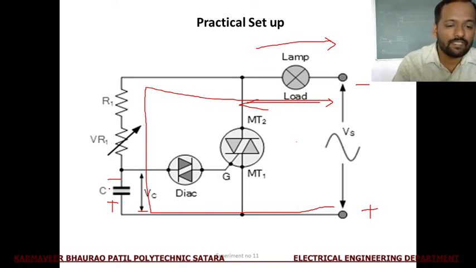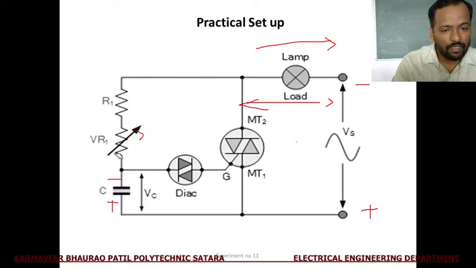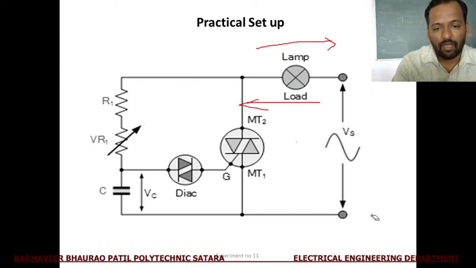If we have to change the charging time of this capacitor, then just vary this knob. If we vary this knob, then the charging time of the capacitor can be varied. This is the practical setup which is available in our laboratory. Now we will see connections. In connections, as we see, to the gate terminal Diac is connected, and to the Diac this RC network is connected, and here is the AC supply, and lamp load is connected across it.